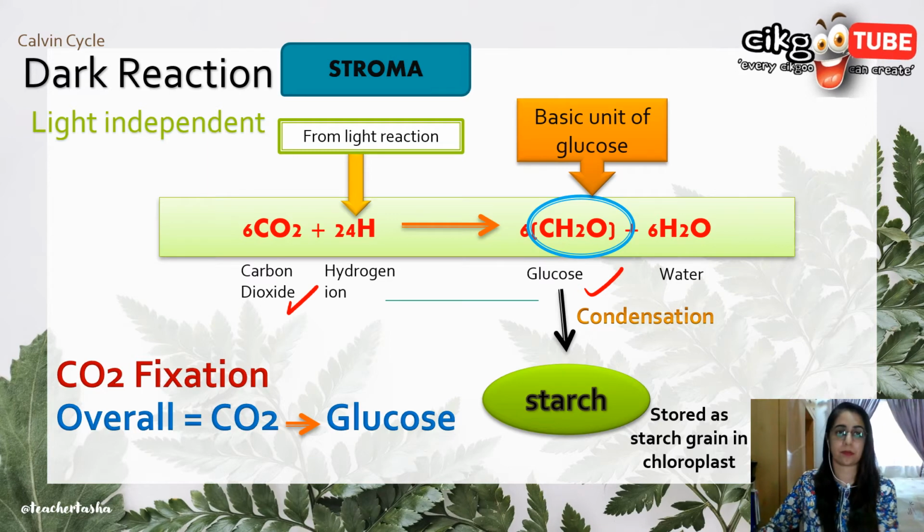So here the dark reaction is the reduction of carbon dioxide into glucose in a series of reactions, in a cycle which is called the Calvin cycle. You don't have to go into detail about what happens in the Calvin cycle, but you just have to know that carbon dioxide is reduced into glucose. All right.